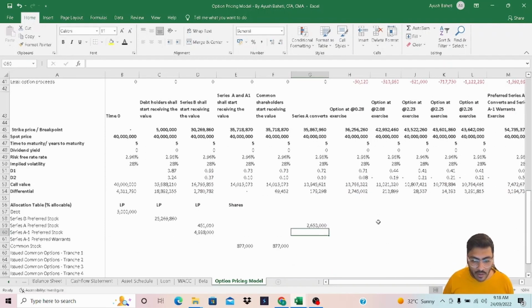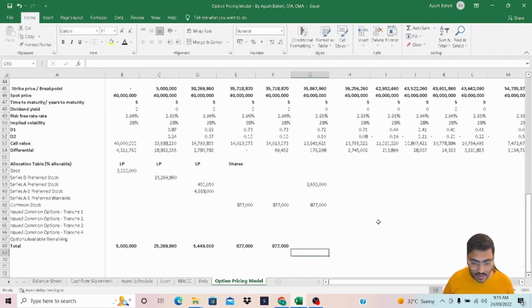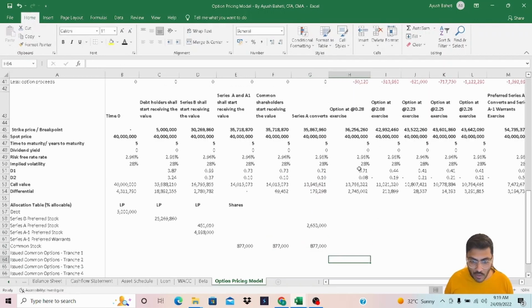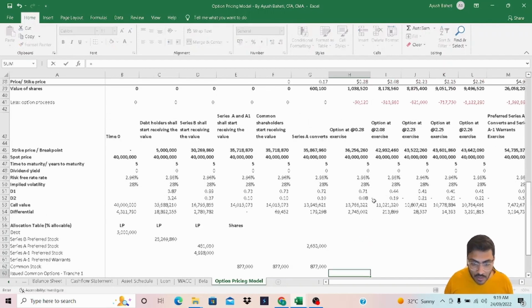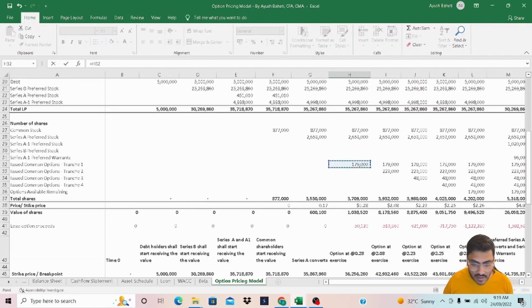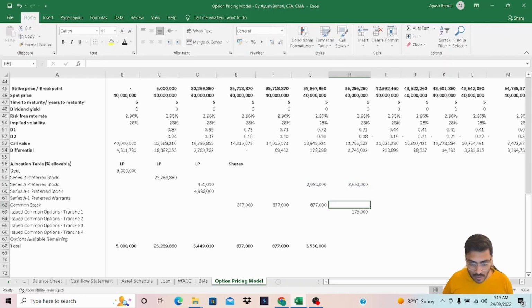Now, since all are equity holders, whatever the value at each level, each shareholder will get a proportionate share of its value. So I'll link to this and calculate the total number of shares. Option 1 tranche exercise. So option 1 tranche 1, the number of shares is this. Series A will also participate, series common shareholder will participate, and this will be the number of shares. The next is tranche 2 will start participating.